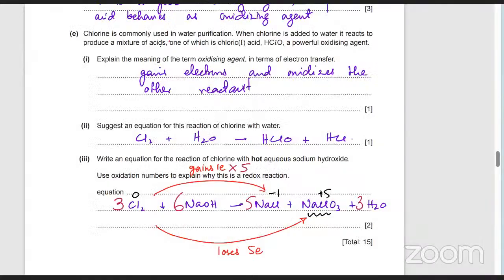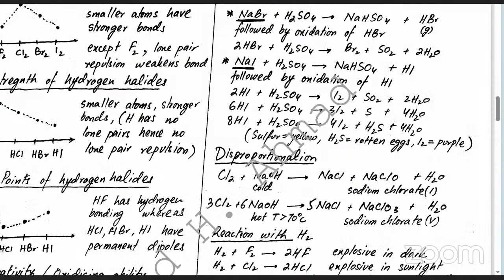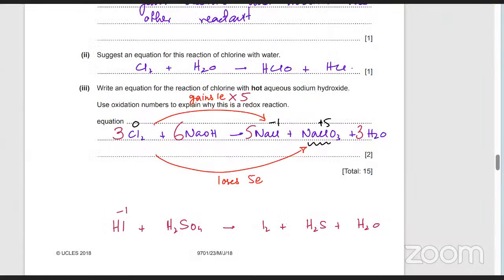Okay, HI plus H2SO4, kya ban raha tha? That's forming I2 plus H2S plus water. Theek hai, that's the equation. So how do you balance this in the exam? Okay, I is -1 over here. Sulfur is, okay, what is the oxidation state of sulfur over here? +6 sir. Theek hai, +6 hai.